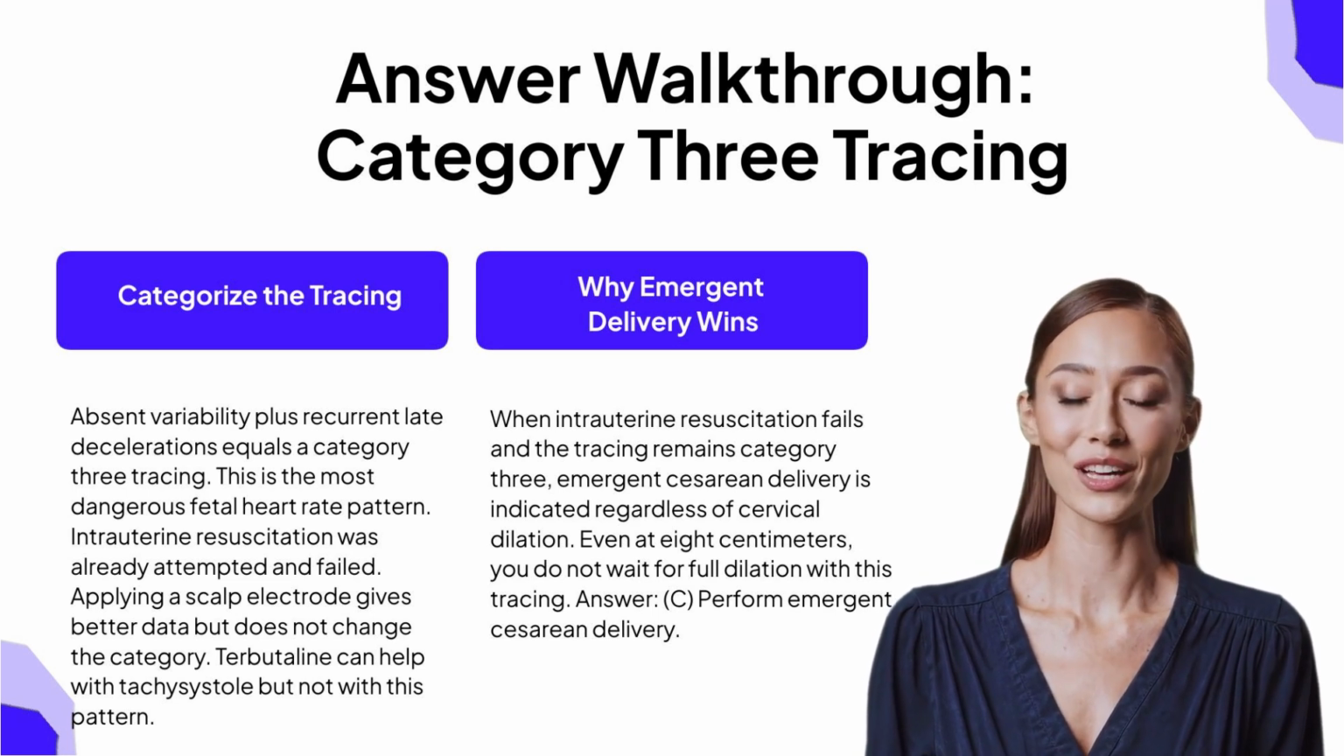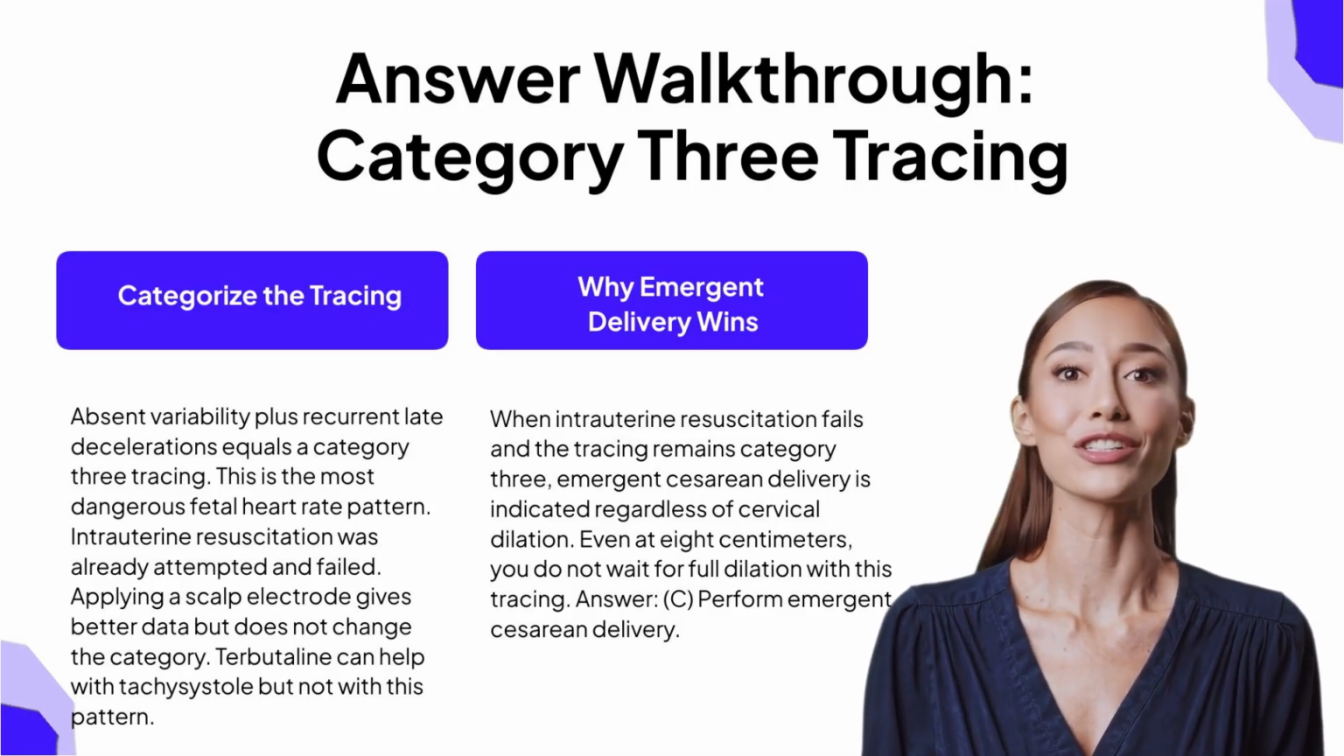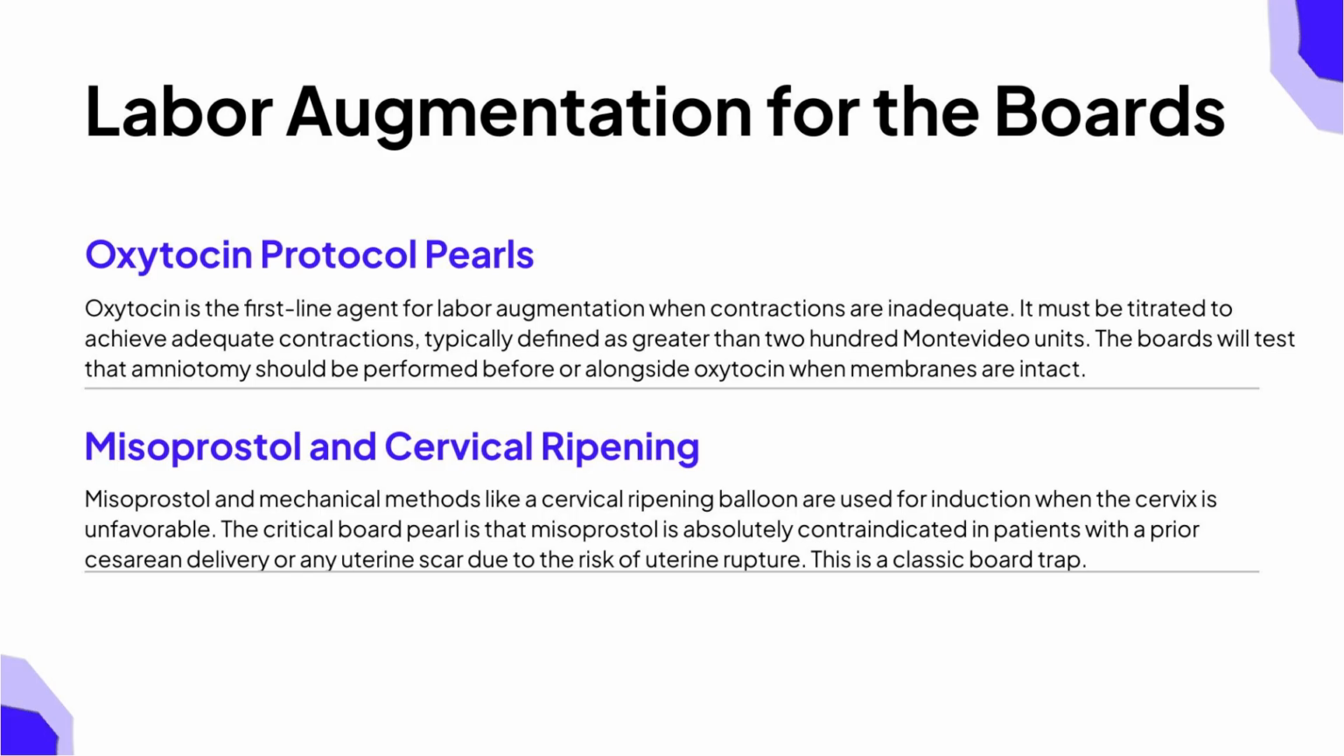Remember, when the board question describes a Category 3 tracing that does not improve with resuscitation, the answer is almost always emergent operative delivery. Let us review some key augmentation and induction facts for the boards. Oxytocin is the first-line agent for augmenting labor when contractions are inadequate. It is titrated upward until you get adequate contractions, usually measured as greater than 200 Montevideo units on an intrauterine pressure catheter. The boards love to test that amniotomy should be performed before or alongside starting oxytocin when the membranes are still intact. For cervical ripening and induction, misoprostol and mechanical methods like a cervical balloon are used when the cervix is unfavorable, meaning the Bishop score is low.